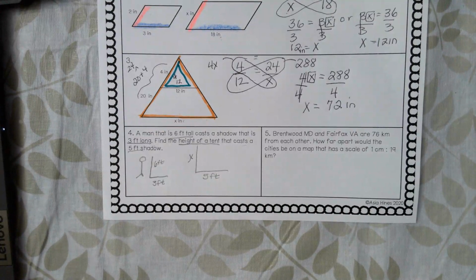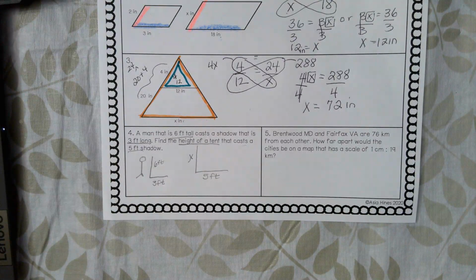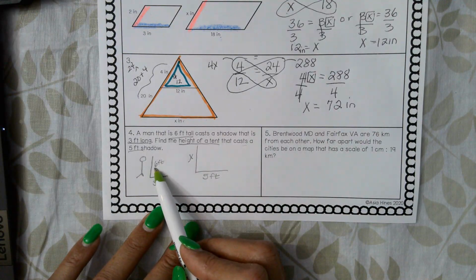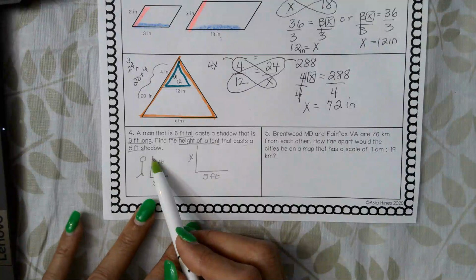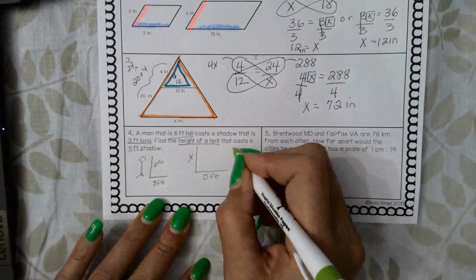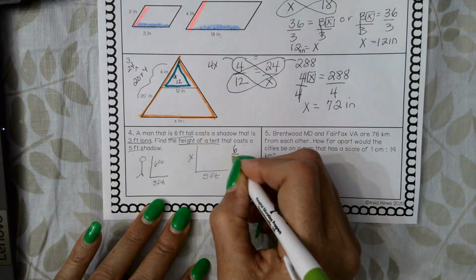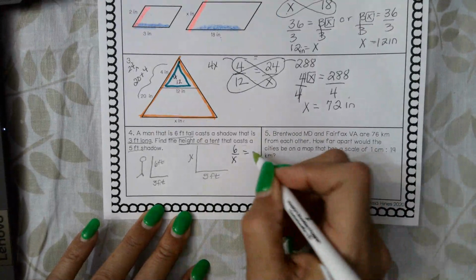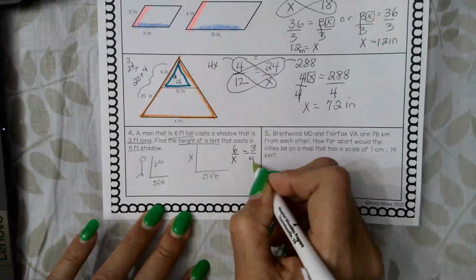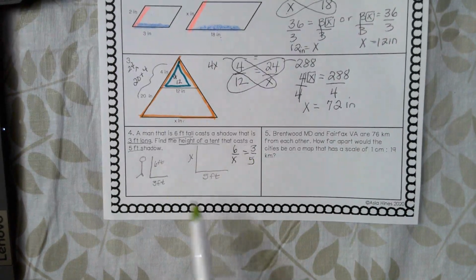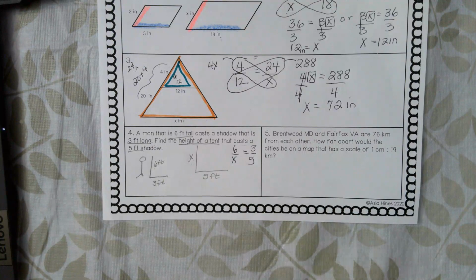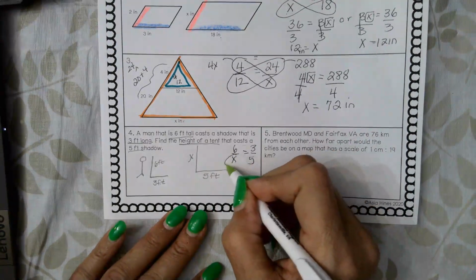Okay. So now that we have that, and I'm going to go back to my pen so that you can see. We're going to set up our proportion. So the height of the man and the height of the tent form a ratio. 6 is to X. And then the shadows. 3 is to 5. Okay? So if you draw the picture, you see that his height and the tent height, and then the shadow to shadow. So now let's do our butterfly.